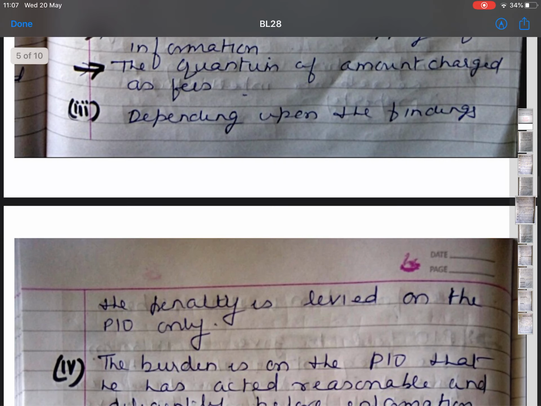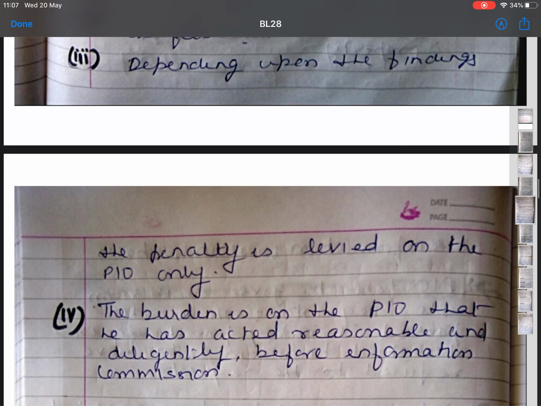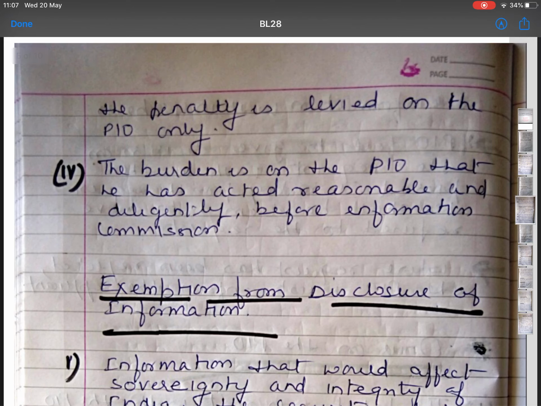So depending upon findings, the penalty is levied on the PIO only. If there is any problem between the parties, and it is found that the PIO is guilty or it is the PIO's fault, then the PIO may be levied a penalty, and that penalty is levied only on the PIO. So the burden is on the PIO that he has to act reasonably and diligently before the information commission. PIOs have to prove that they have acted in good faith, supporting the same with documented evidence. They have to prove whatever they have decided, why they have refused, or if they are not able to supply information on time, what was the reason behind it, and that reason should be proper.